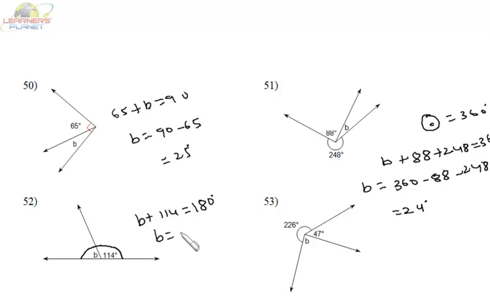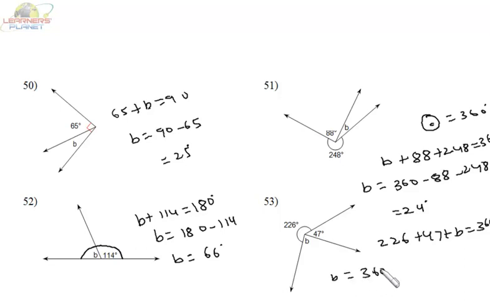That means B is equal to 180 minus 114. That means B is equal to 66 degree. Okay. Similarly, we can do this problem. This complete center angle will be 360 degree. So we can write 226 plus 47 plus B is 360 degree. So B will be 360 minus 226 minus 47. So B will be 87 degree. Okay.